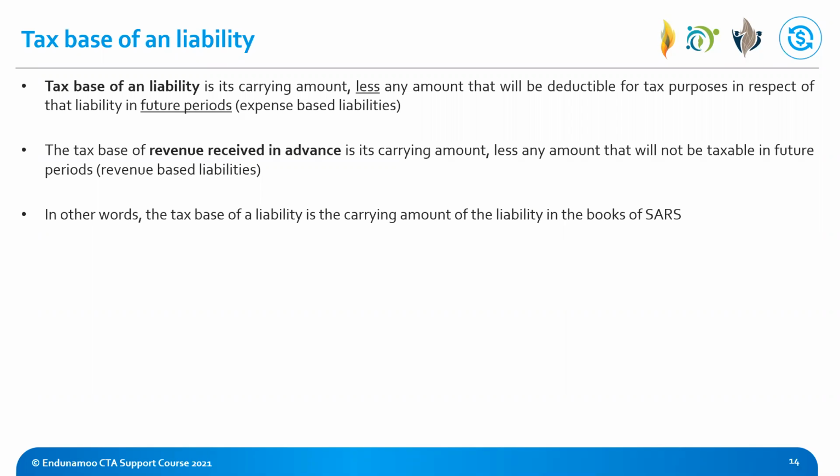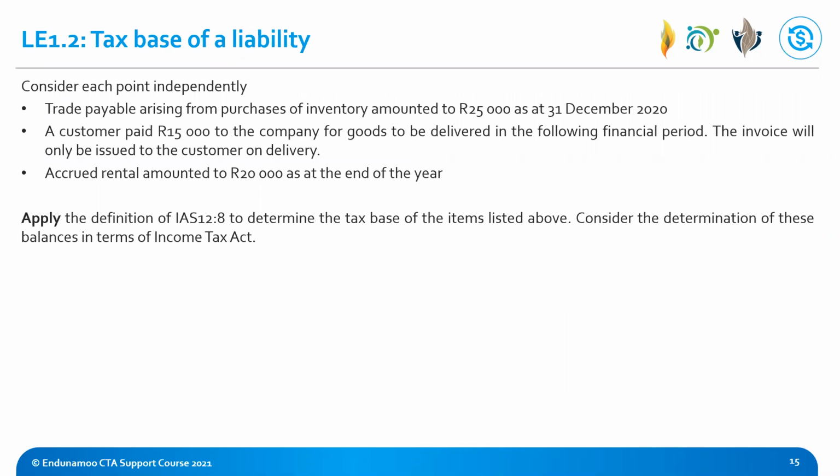How will an income or revenue-based liability look? The tax base of income received in advance is its carrying amount less any amount that will not be taxable in the future. So let us apply this. Consider these two examples, or three actually. We've got a trade payable arising from purchases of inventory, which amounted to 25,000. Then we've got a customer that paid 15,000 for goods that will be delivered only next year.